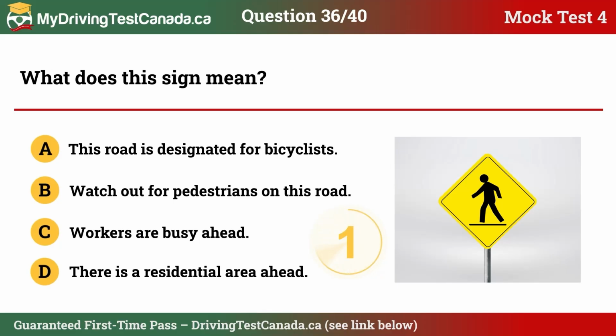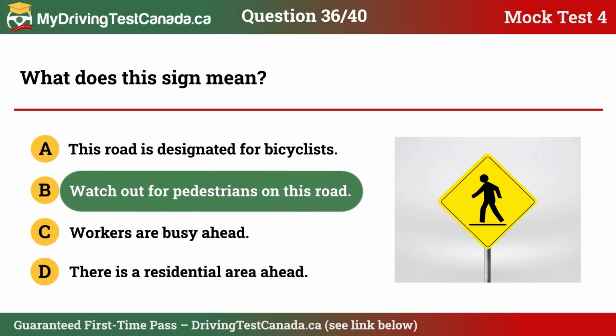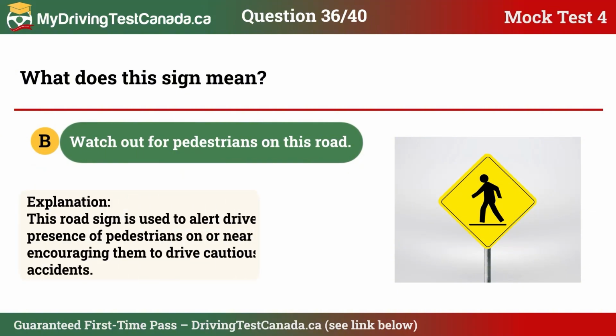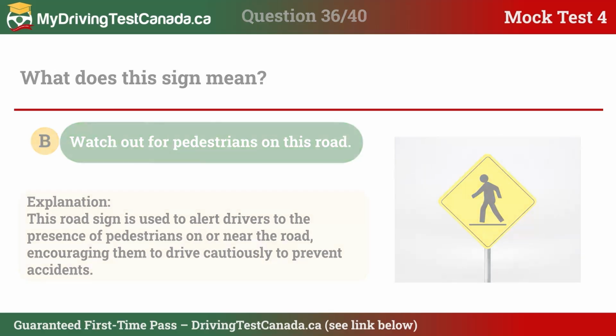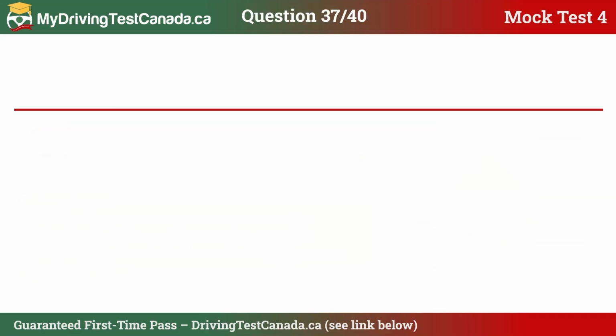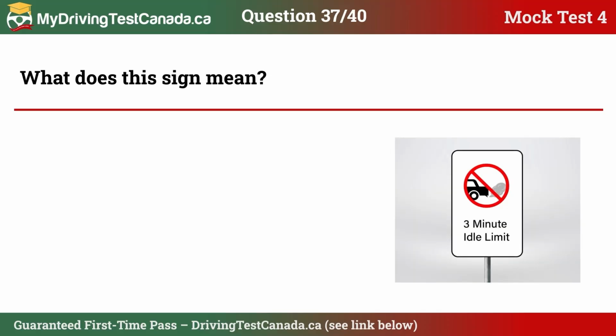The correct answer is B. Watch out for pedestrians on this road. Explanation. This road sign is used to alert drivers to the presence of pedestrians on or near the road, encouraging them to drive cautiously to prevent accidents. Question 37. What does this sign mean?